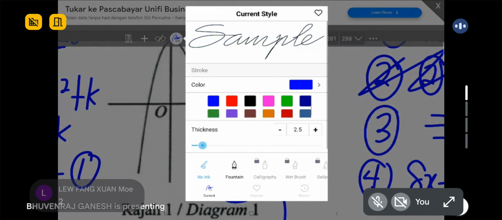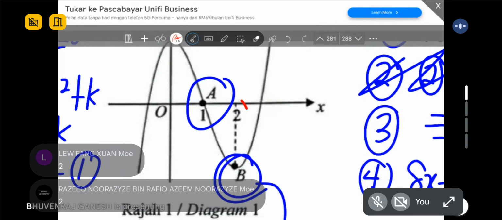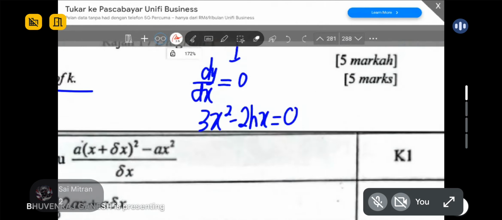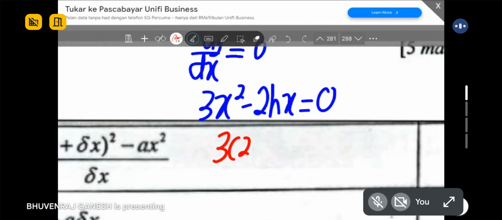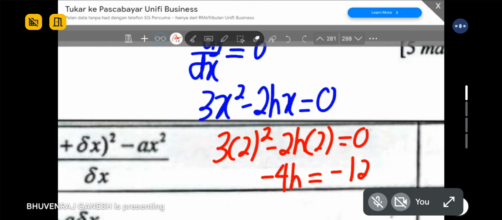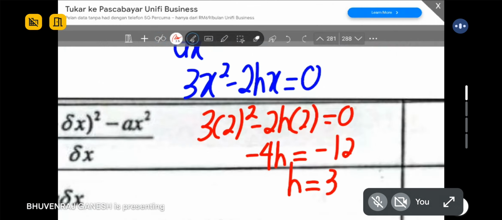X substitute with what? Anyone? Yeah, you substitute with the coordinate here lah, which is 2. Okay, gantikan x sama dengan 2. So you guys can find the h value. So h is equal to how much? Negative 4h is negative 12. So h sama dengan 3.